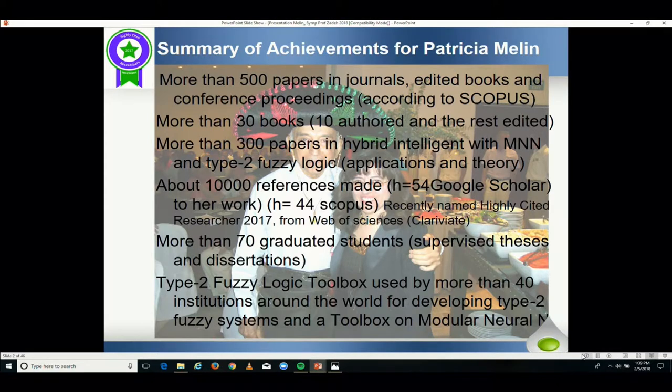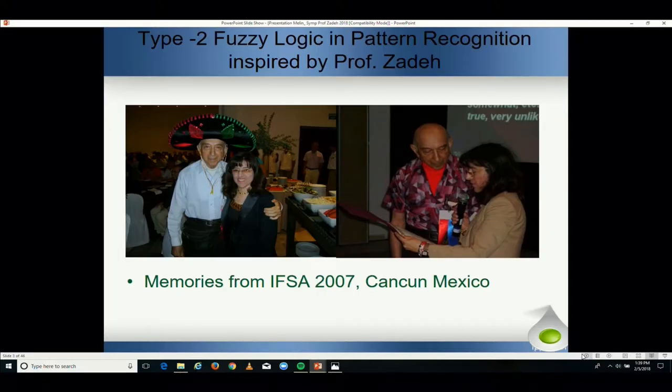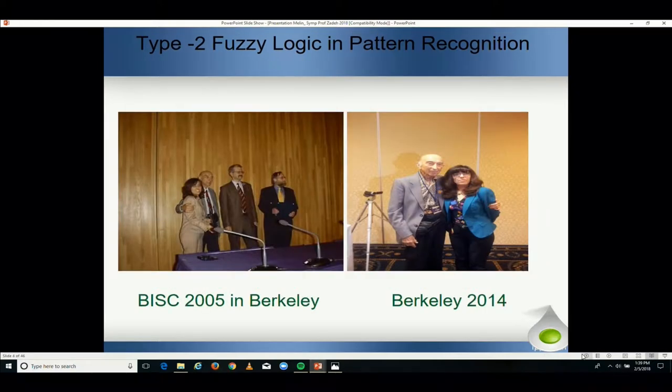These are some achievements I have had recently. The most important is that I was recently named a highly cited researcher in 2017, for many papers cited in Web of Science. Some are previous works on type 2 or even type 1 fuzzy logic, and recently some on type 2 for pattern recognition. This is a memory of IFSA 2007 in Cancun, Mexico, with Zadeh, and this is from 2005 at BISC here in Berkeley, and this is in Berkeley in 2014.